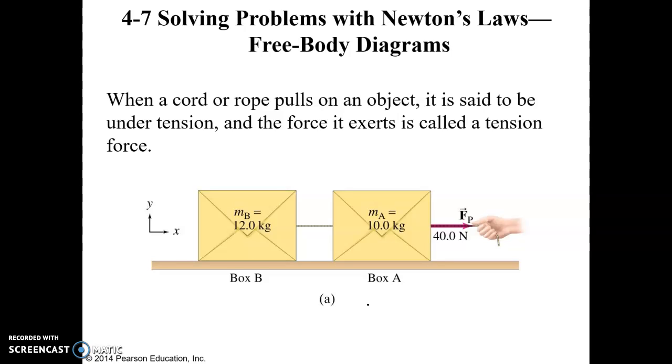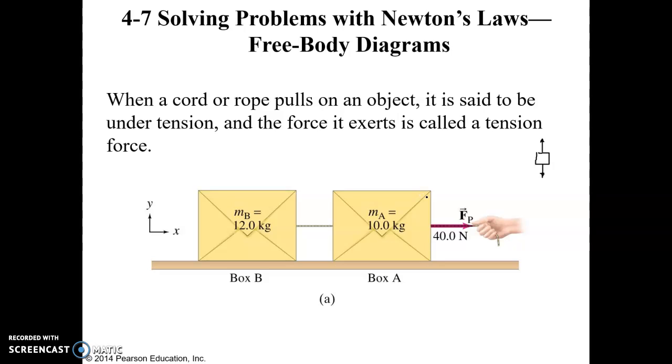Welcome back to another Chapter 4 physics video where we're looking at solving problems using Newton's laws of motion. So in a previous video we did a pretty simple problem where we had a box that had gravity pulling down on it, and we pulled up with a rope and saw that the box accelerated upwards.